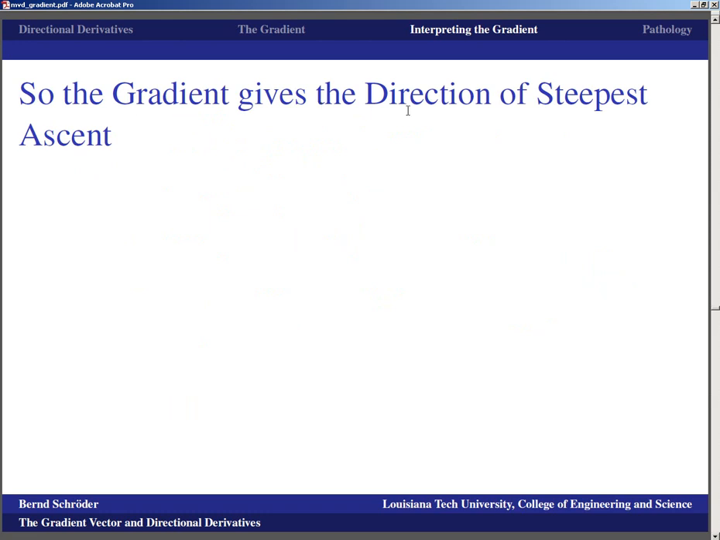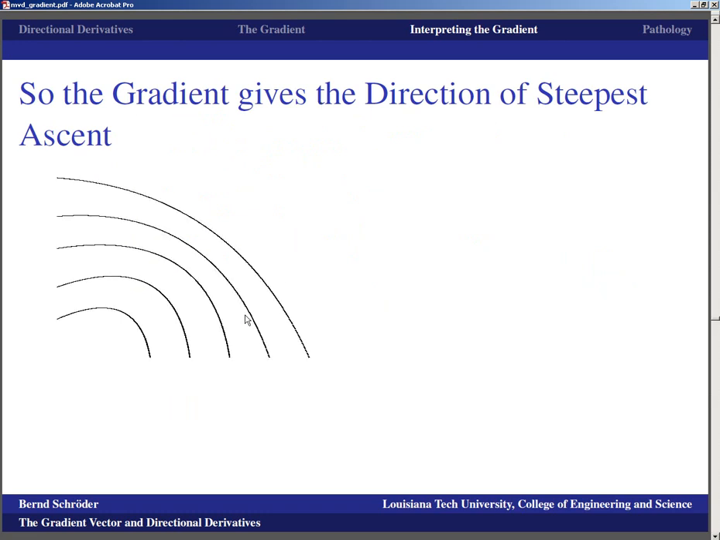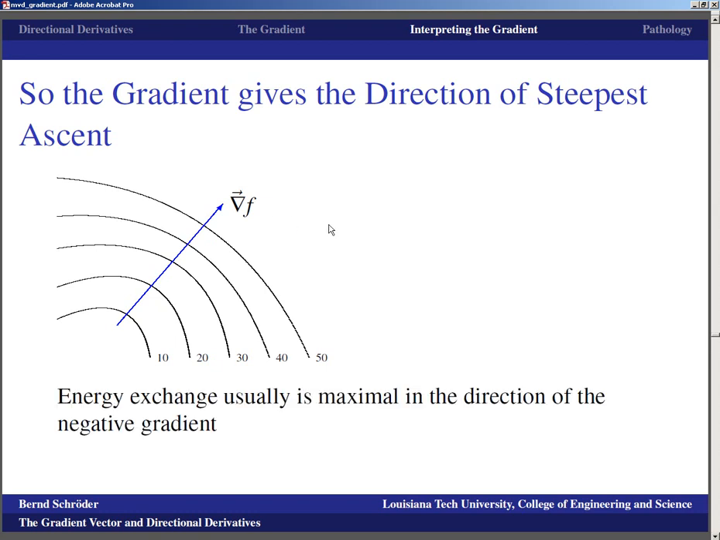Because if the gradient gives us the direction of steepest ascent, well, what does that mean? That means that in any kind of contour plot, if I want to know what the fastest way is to go up, I would follow the gradient. The gradient would be this thing here, right? The gradient wouldn't go in this direction because I've got a faster way to go up in this direction, say. And so that would be where the gradient points.